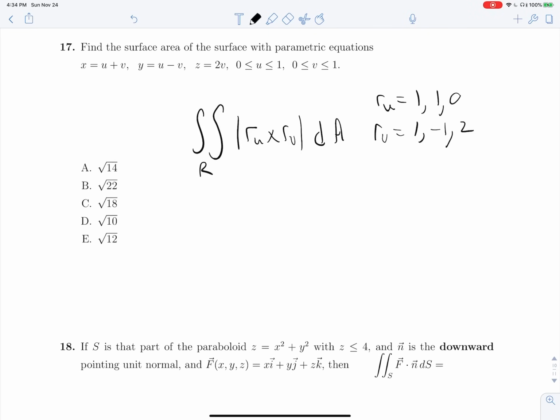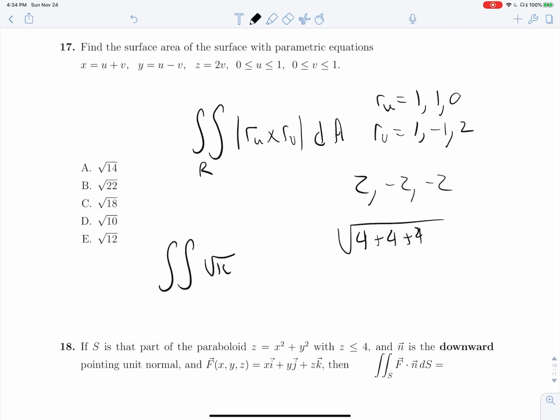And we can take this cross product and we'll be good. So let's see. Our first cross is going to give us 2. Our second cross is going to give us negative 2. And our third cross is going to give us negative 2. And so we can take the magnitude of this. This is going to be the magnitude of 4 plus 4 plus 4, so root 12. And the integral of root 12 du dv on 0 to 1 and 0 to 1 is just going to give us root 12. And we're done.